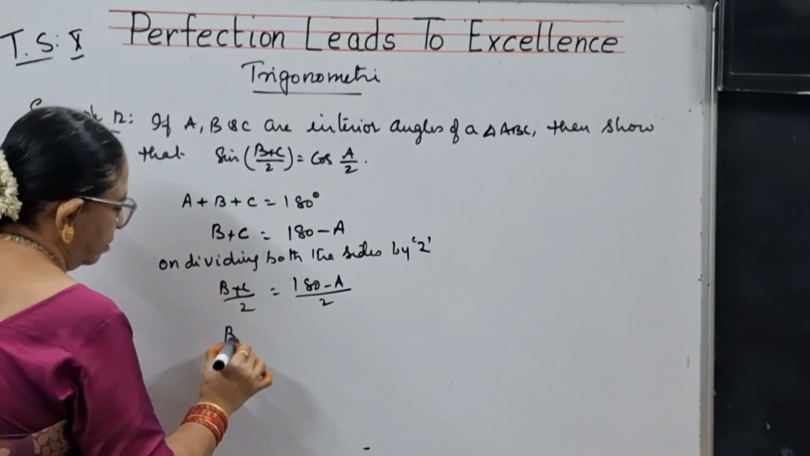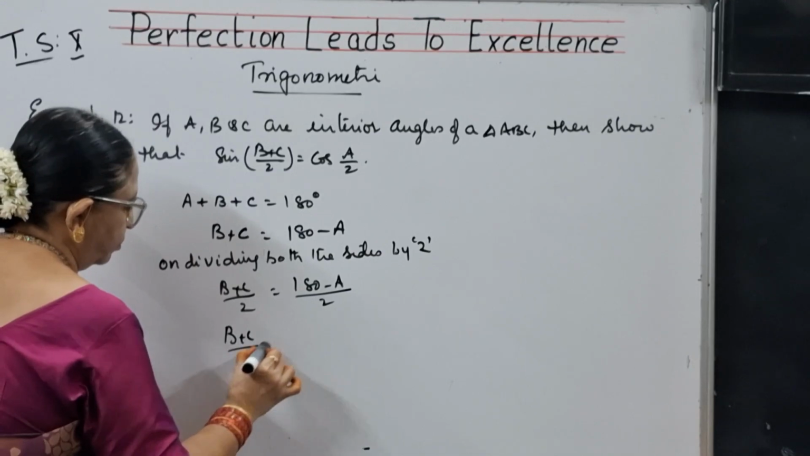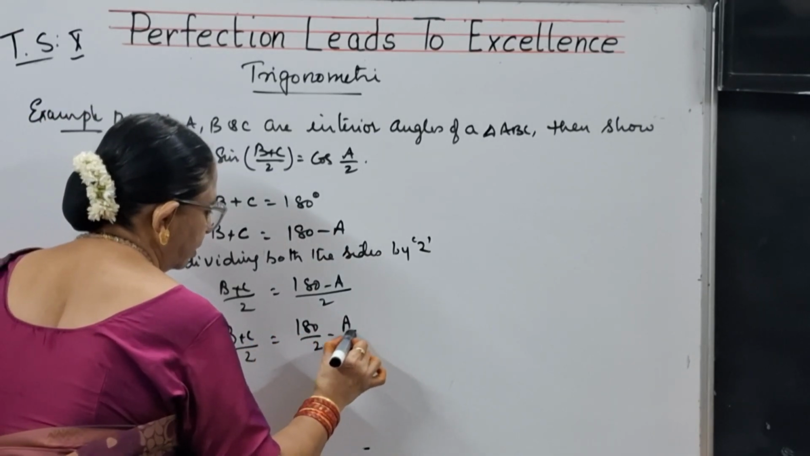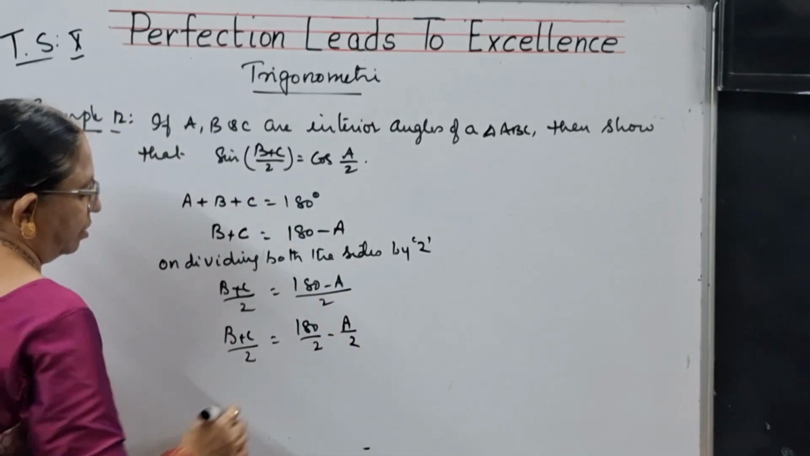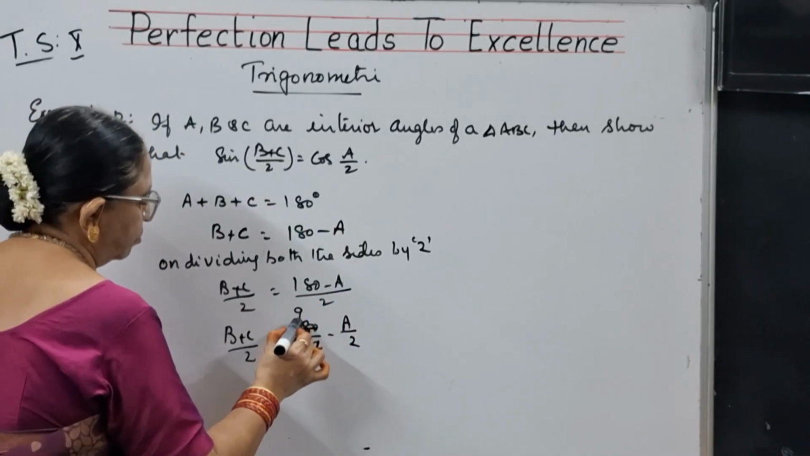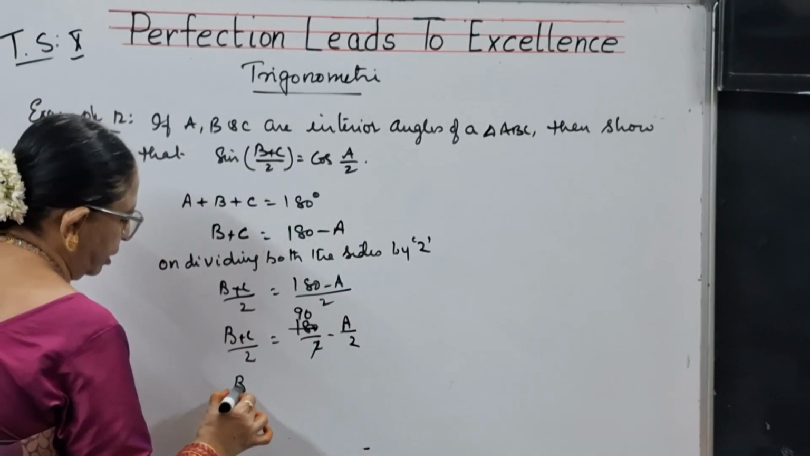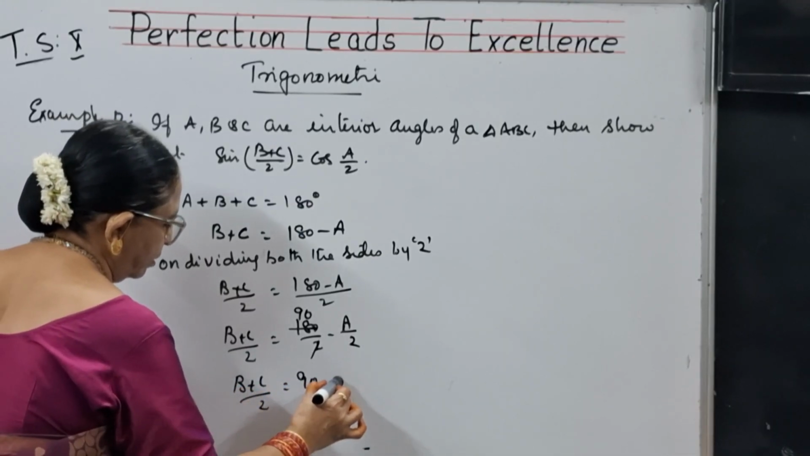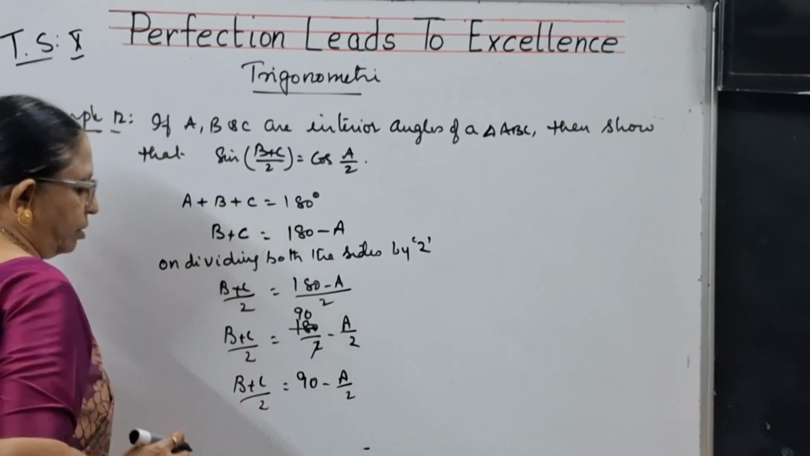That means B plus C by 2 is equal to 180 by 2 minus A by 2. I have separated here. 180 by 2 means 90. So B plus C by 2 is equal to 90 minus A by 2 you have got.